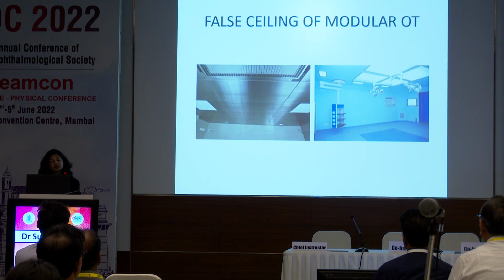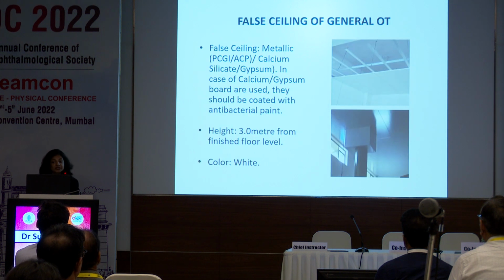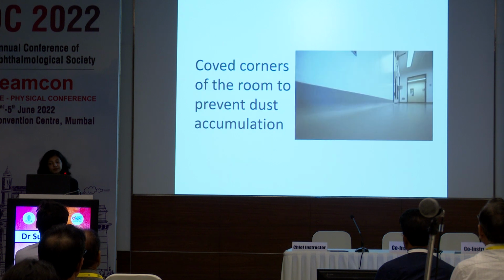The false ceiling in modular OT is made up of stainless steel backed with calcium or gypsum boards. But in cases of general OTs, either metallic boards or calcium silicate or gypsum boards can be used, which are again coated with antibacterial paint, and it should once again be white in color. The height of the false ceiling should be at least 3 meters from finished floor level. The corners of the room should be coved to prevent dust accumulation.